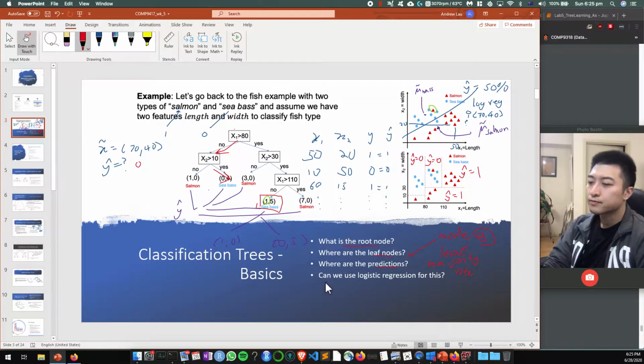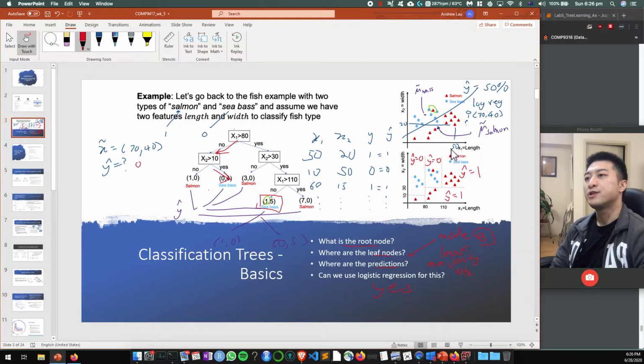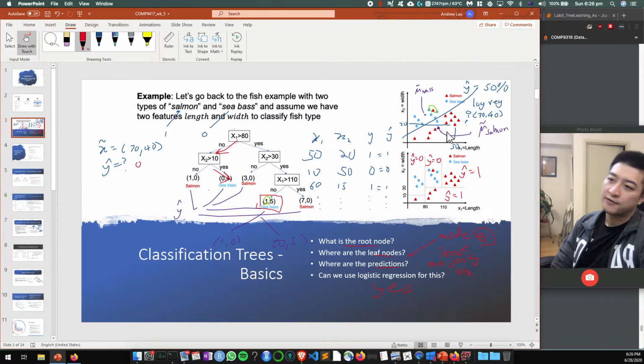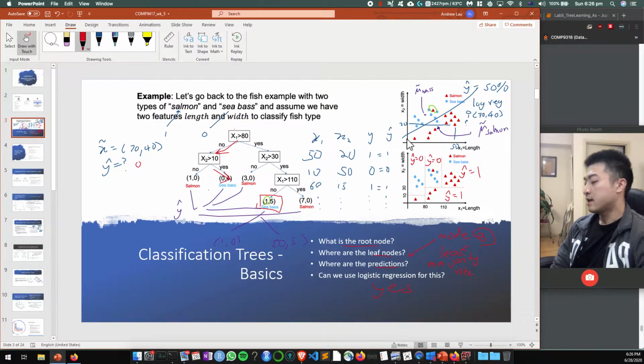Can we use logistic regression for this? Yes, we can. As I spoke about before, you can use any classifier for this really, but the ones we've covered so far, we can use logistic regression. We can use k-nearest neighbors. We can use nearest centroid. I mean, they work a little differently, but no reason why not.